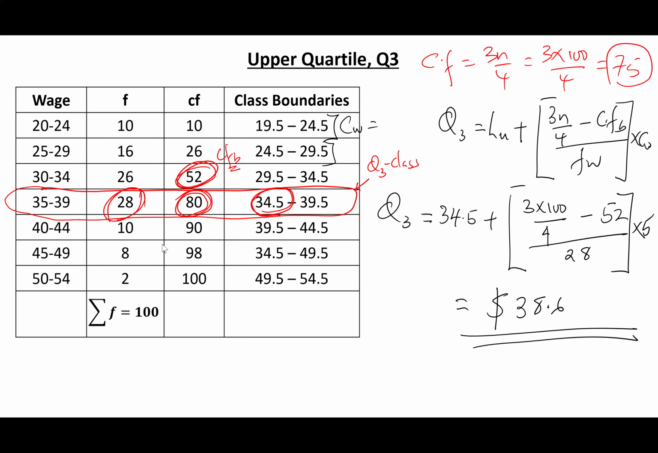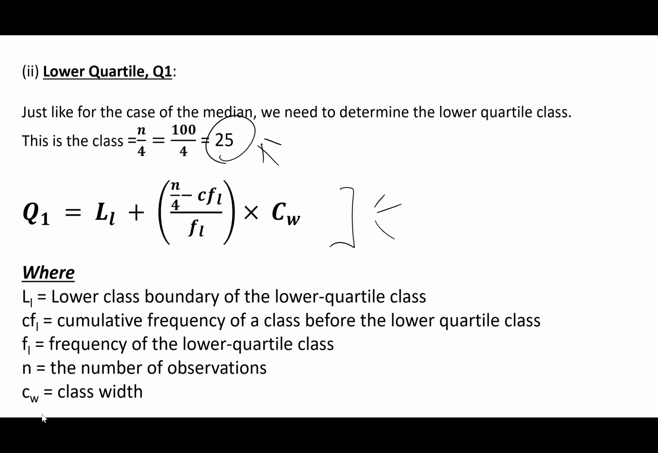At least I saw an answer from Patience, an answer from Sam, an answer from Majib. So what do you think? 38.6 is okay? Good. So as I was saying, the lower quartile, we shall need to get the lower quartile class, which will be the Q1 class, the class with the cumulative frequency close and greater than 25.